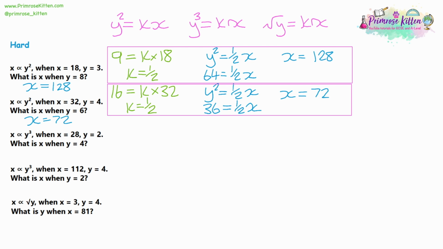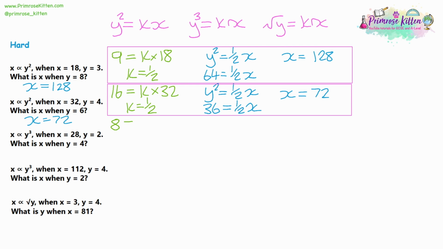Moving on to question 3. Now we have x is proportional to y cubed, so I'm going to use y cubed equals kx as my equation. So let's substitute. So rather than writing y, we're going to write y equals 2, but it's going to be 2 cubed, so 2 times 2 times 2 would be 8.